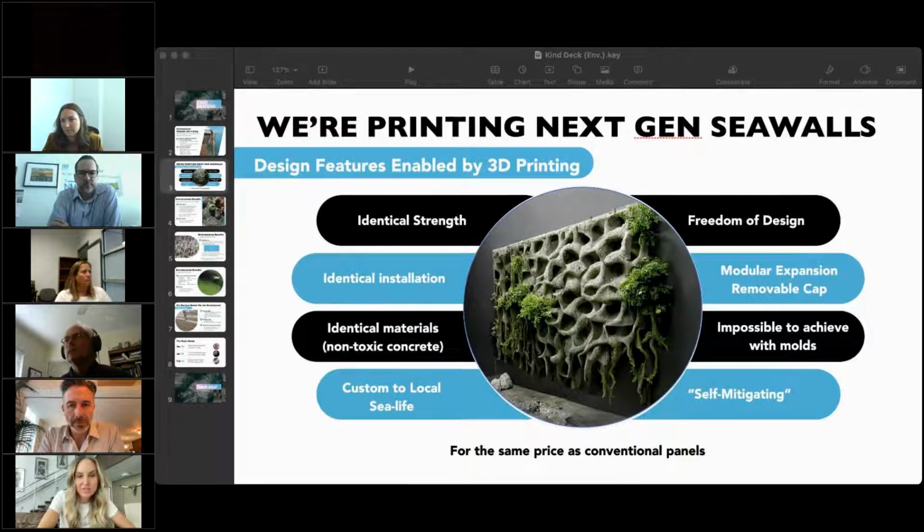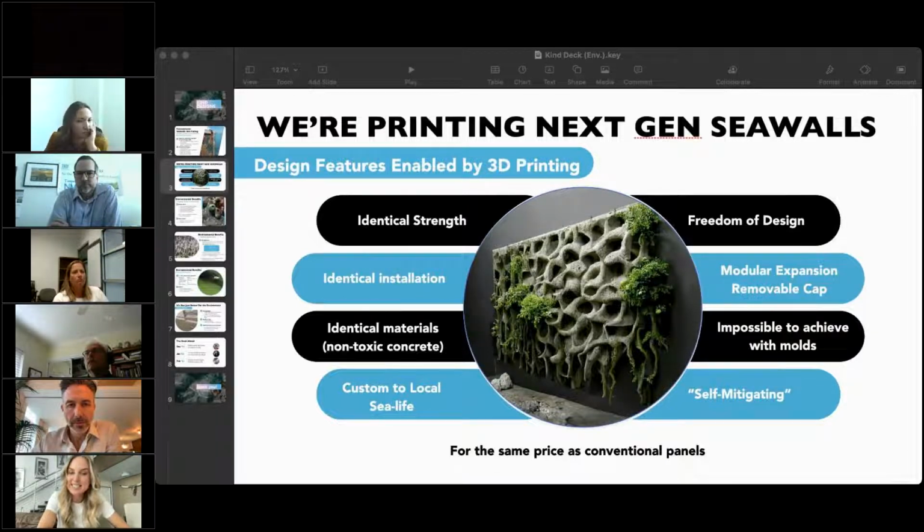So the seawalls, first of all, are structural. They have the exact same PSI, the same strength requirements as conventional seawall panels. They have identical installation methodology, so any contractor can swap the panels that they were using in their plans for our panels. And they have identical materials for starters. So they are concrete, but they have an additive which prevents them from leaching toxins into the water.